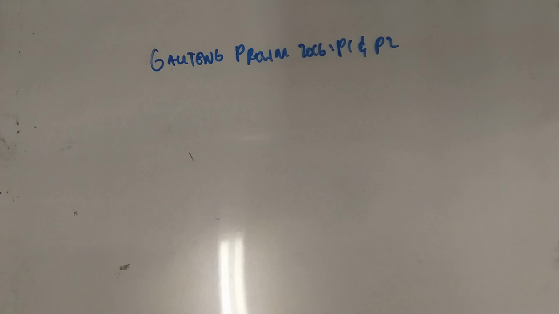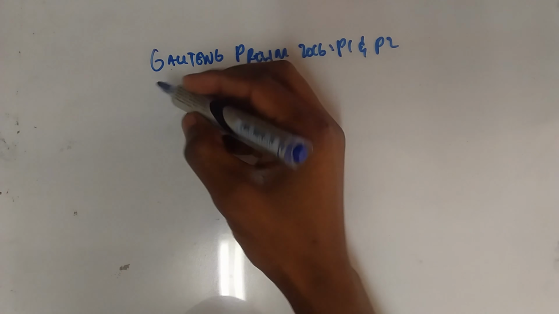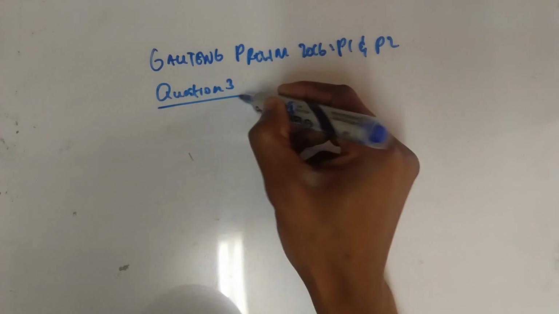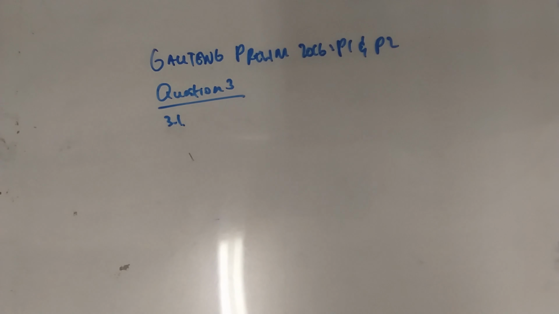Today we'll be doing lecture series number 5, which is practically question 3 of Gauteng Prelim 2016 paper 1 and 2 lecture series. Okay, so without wasting time, let us look at question 3, subsection 3.1. Subsection 3.1 is the shortest subsection, so I think I will just integrate it with subsection 3.2, and then the rest of the subsections we will do in lecture series number 5.